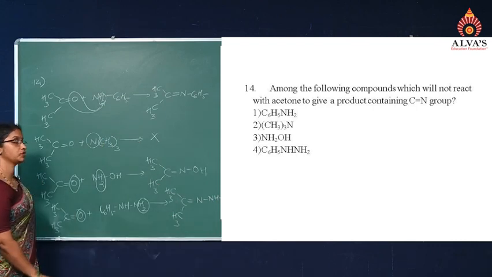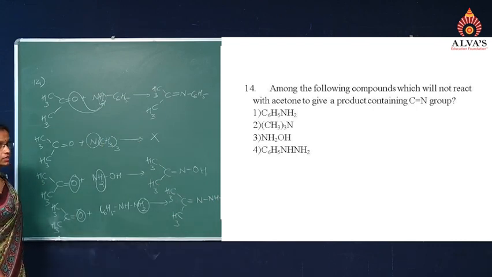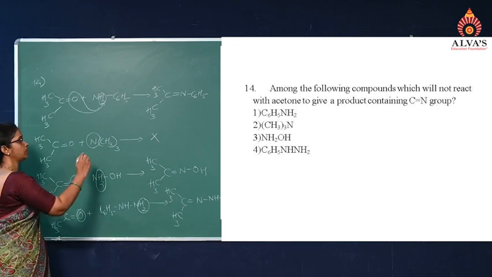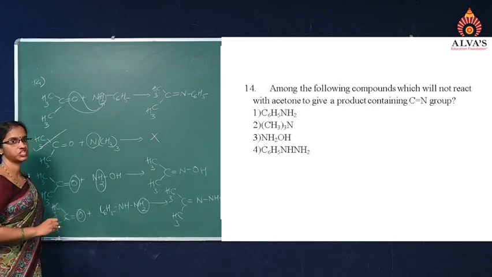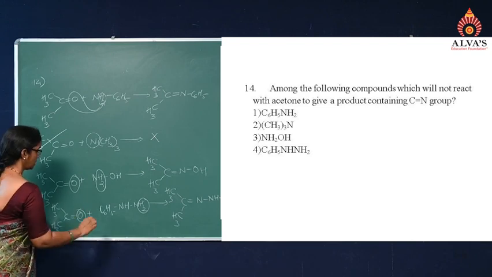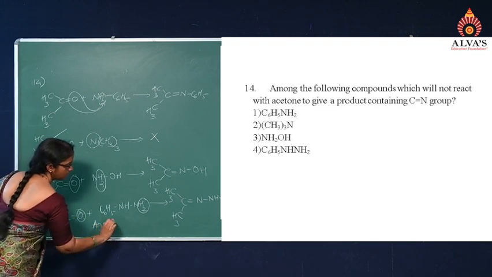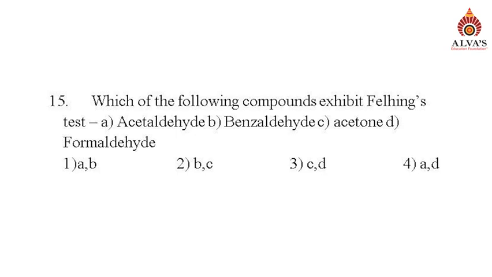So out of the 4 options given, the one which will not give you a product containing C double bond N is option 2, that is trimethylamine. So answer is 2.